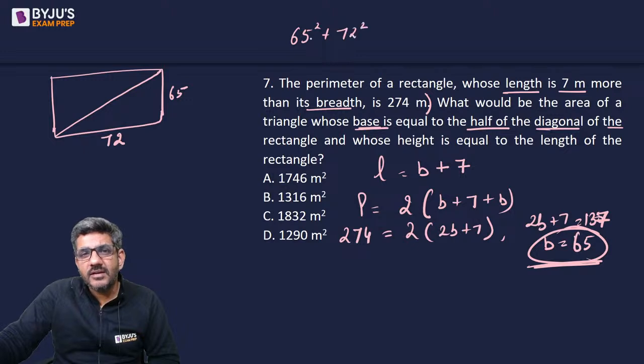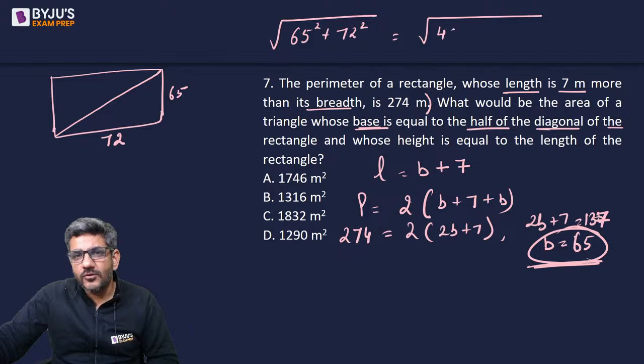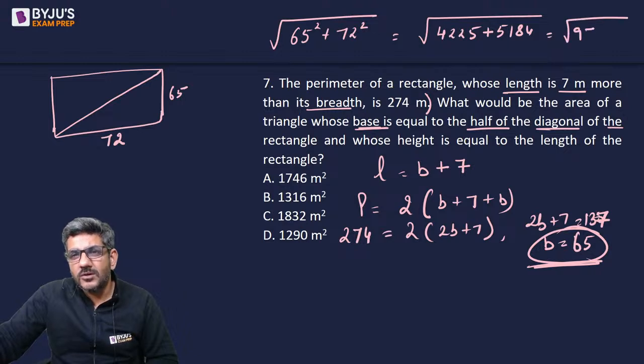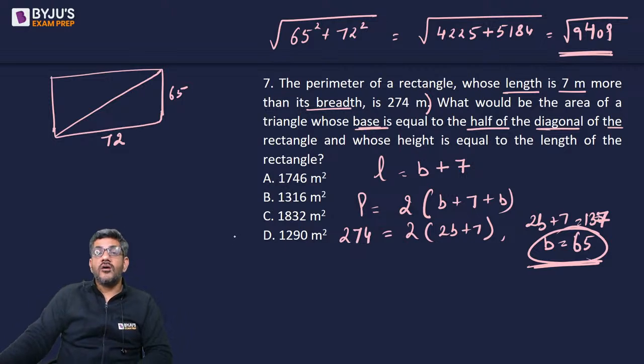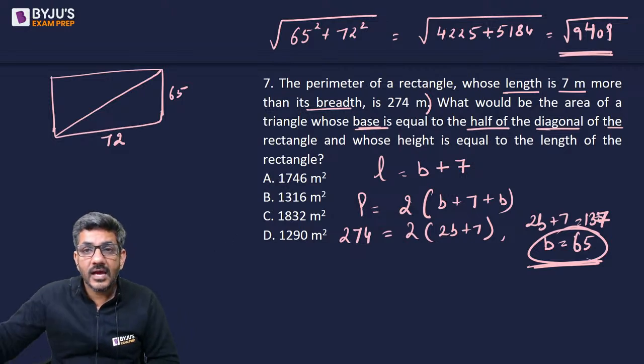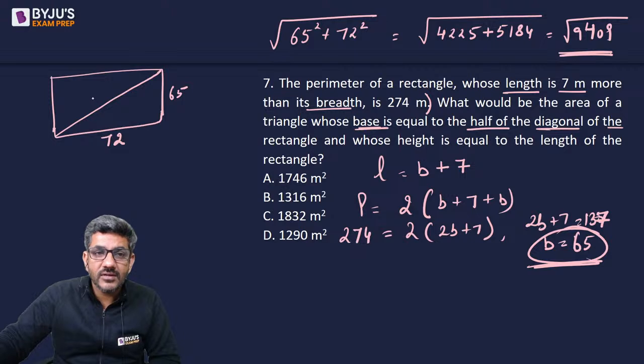65 square plus 72 square ka square root will be the diagonal. 65 square is 4225. 72 square is 5184. This whole is equal to 9409, and 9409 is the square of 97. So I can say that the diagonal is 97.